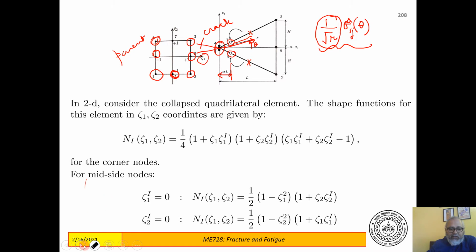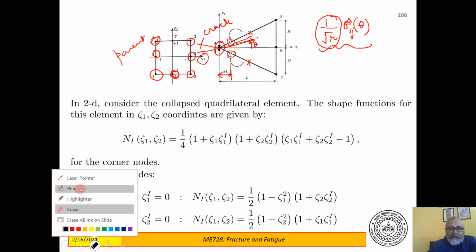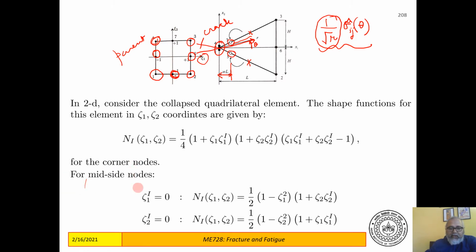For 5 and 7, these are the shape functions, and for 6 and 8, these are the shape functions. This is all textbook material, so you can look up any textbook on finite elements, second order isoparametric rectangles, and you will see that these are the shape functions.